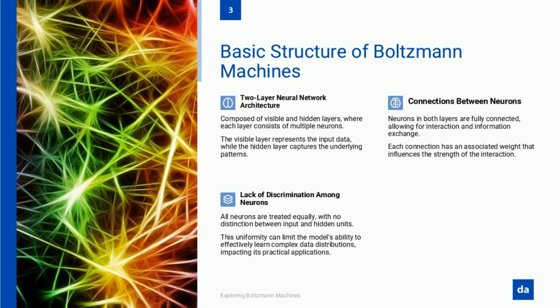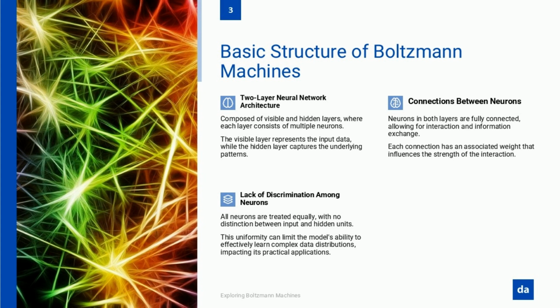A Boltzmann machine consists of two main layers. The visible layer is where input data enters the system. This is what we can observe directly, much like the features in a dataset. Pixels in an image, words in a sentence, or user interactions in a recommendation system. Then there's the hidden layer, which is where the real learning happens. The hidden neurons don't receive input directly from the outside world. Instead, they interact with both the visible neurons and each other, gradually uncovering deeper relationships and structures within the data. These hidden layers allow the model to capture complex patterns that might not be immediately obvious.